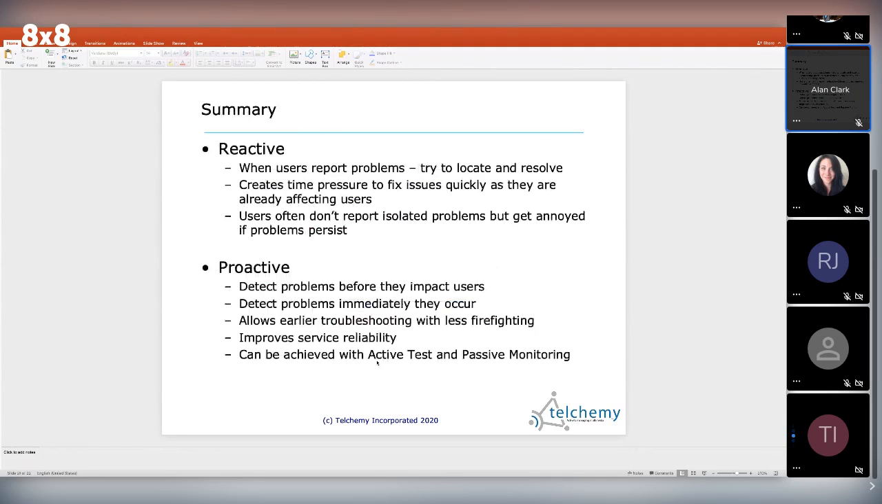So basically, we've talked about the reactive approach, which is less desirable. We don't want to have to rely on users to report problems, because that puts us under time pressure to fix things quickly and people get annoyed. The proactive approach is much better, where we're detecting problems before they impact users, or at least before users complain. Detect problems immediately as they occur, do earlier troubleshooting with less firefighting, and improve service reliability. We can do this with active testing or passive monitoring, or ideally with both. So that's the last slide.